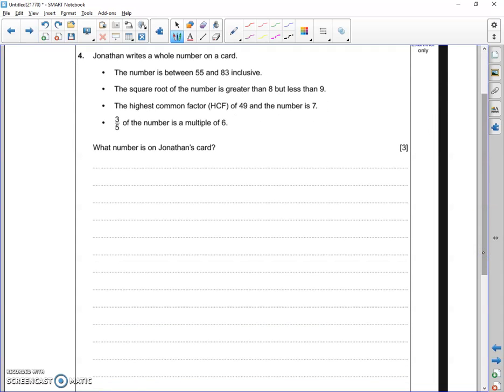This is just testing your knowledge of numbers. Factors, multiples and things like that, squares, square roots. We've got a number between 55 and 83. The square root of the number is greater than 8 but less than 9. Well, 8 squared is 64 and 9 squared is 81. So that cuts it down a little bit because we're looking for a number that's bigger than 64 but less than 81. The highest common factor of 49 and our number is 7.